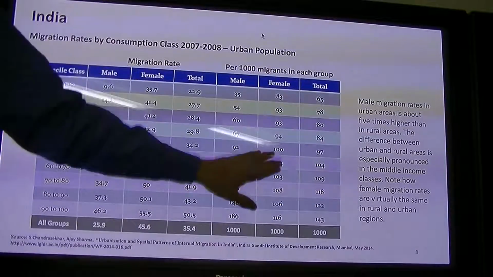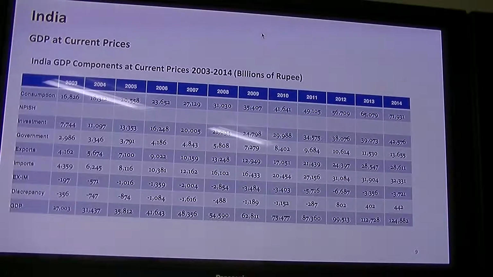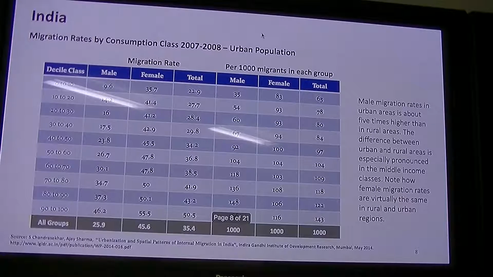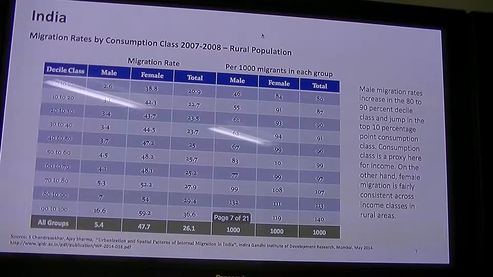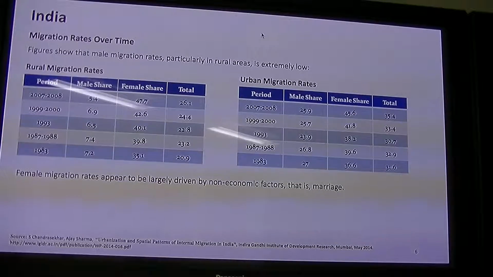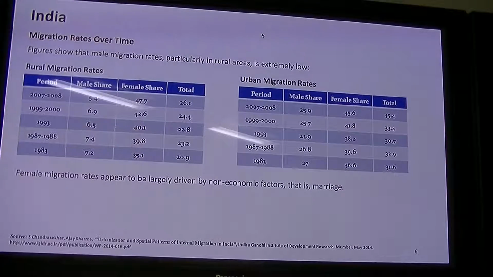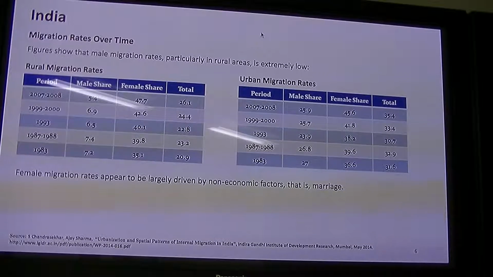Now you'll ask, well, why are all these women? Why aren't? Oops. Does that show? I need to discuss that here. It appears that women are migrating for marriage. They're not migrating for work. They're being sent by their family to another place for an arranged marriage.